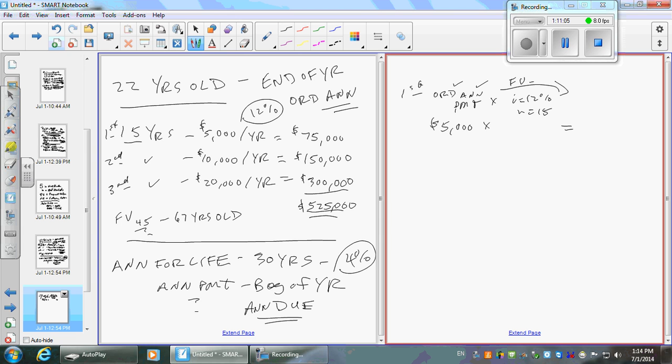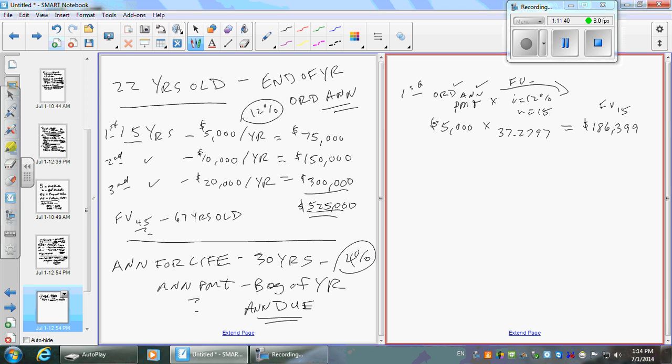Go look it up. Future value of an ordinary annuity, what'd you get? 37.2797. And if you multiply that times 5,000, what'd you get? 186,399. Okay, right guys? That's what you would have at the end of 15 years. This is a future value 15 years out.